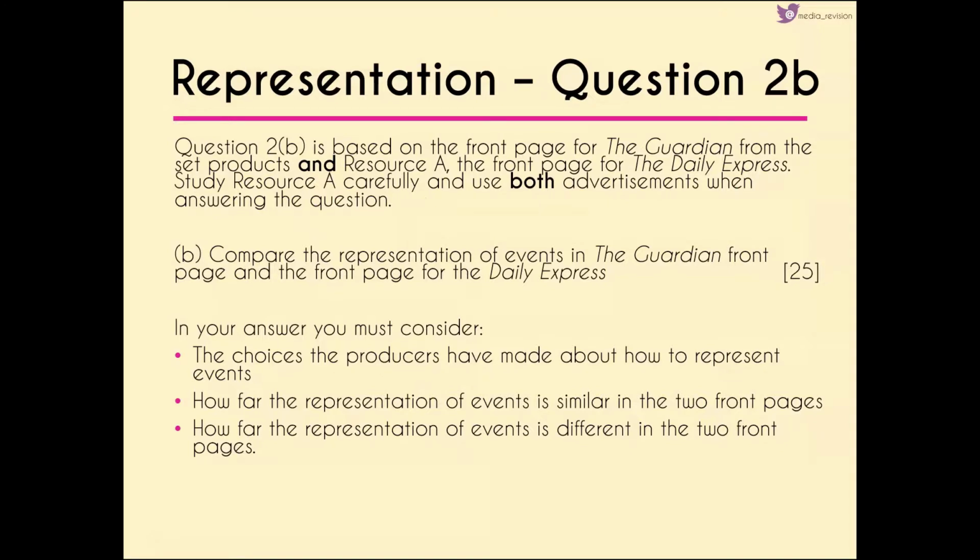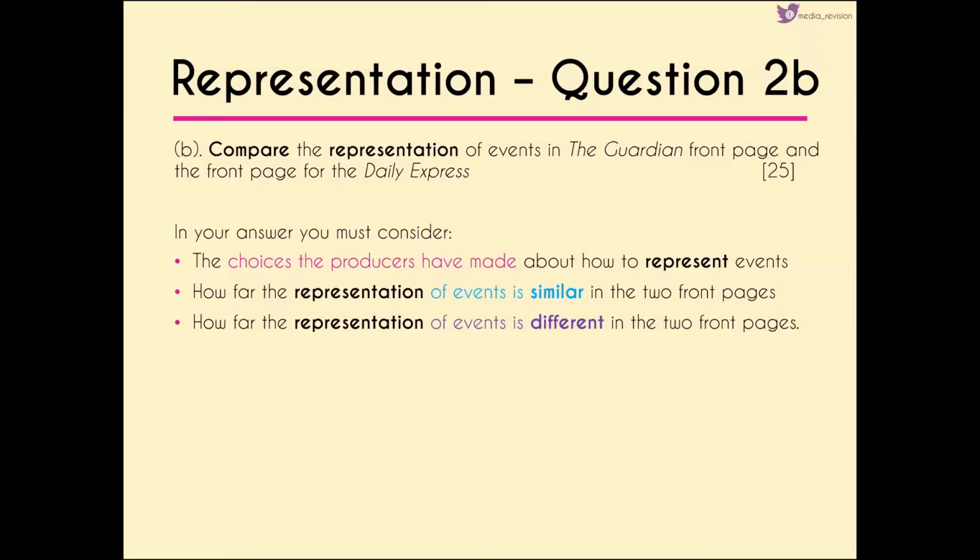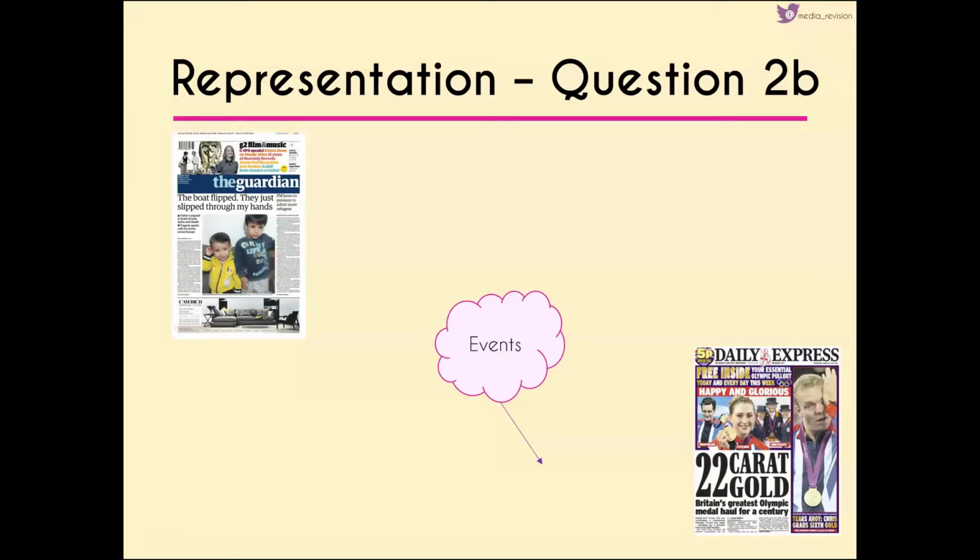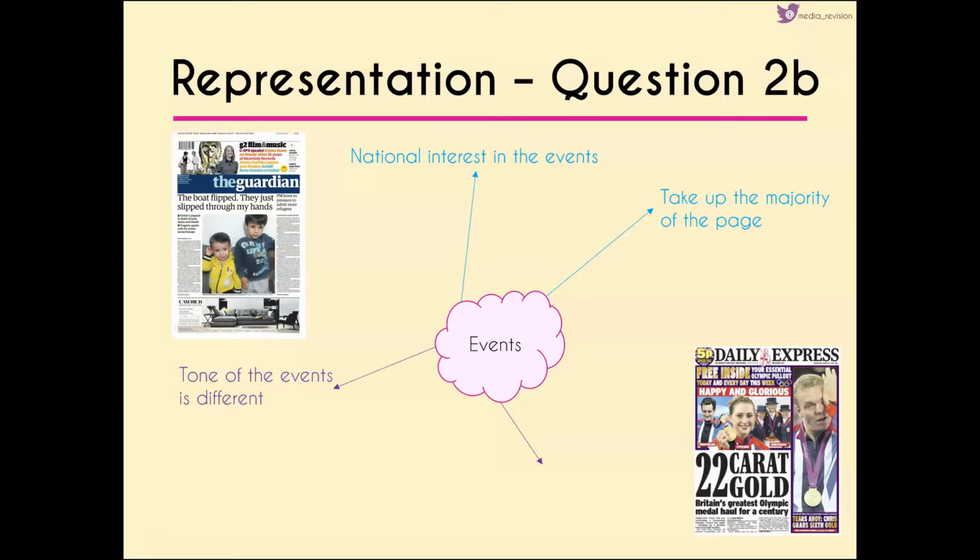Final question then. Okay, so we're looking at the representation of events in the Guardian front page and the front page for the Daily Express. Again, similarities are going to be in blue, differences are going to be in purple. Let's take a look at my plan then. So we've got national interest in the events in both cases, so that's a similarity for us. And both of them take up the majority of the page to show or to give their level of importance. But differences are that the tone of the events are completely different, and the stories are also included for different reasons.